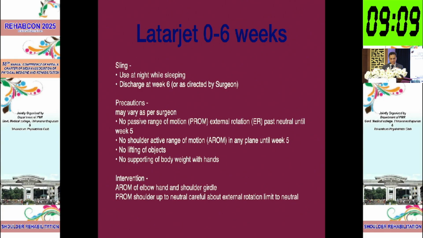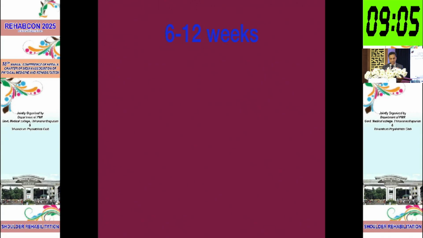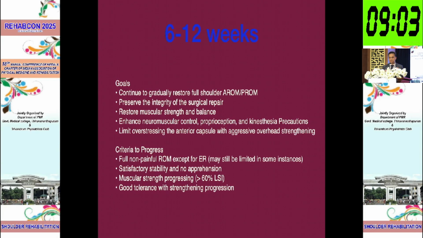PROM, passive ROM, should be neutral, and careful about the external rotation limit. So at 6 to 12 weeks, our aim is to get full movement, but even then we will be very careful about the external rotation. So I'm not going to detail, as I told you.